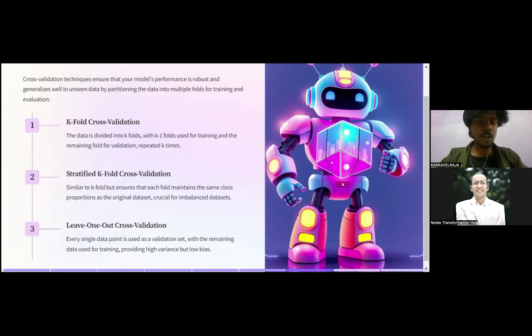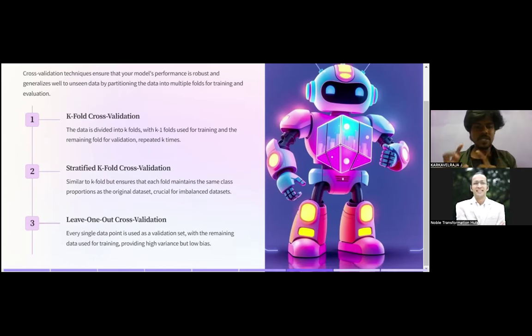Okay, leave one out cross validation. Every single data point is used as a validation set, with the remaining data used for training, providing high variance but low bias. I don't know how effectively it works, and I will not suggest it, but it is also one of the methods you need to understand. Leave one out cross validation.